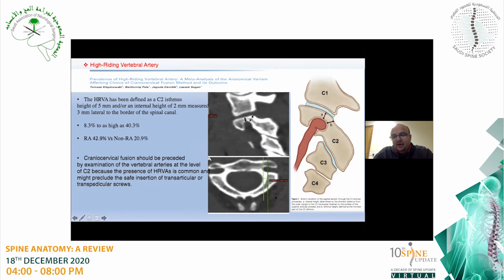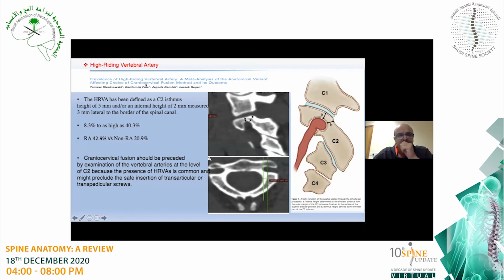By definition, the high right vertebral artery is defined as an isthmus height of 5 millimeters or less, or an internal height of 2 millimeters or less. The isthmus height is defined as the thinnest part of the C2 isthmus, this one, while the internal height of the pedicle is defined as the distance between the outer border of the transverse foramen of C2 and the outer part of the superior articular process. So if we have a high right vert, we have to be very careful planning our surgical instrumentation for C1 and C2. The incidence is not rare, especially in rheumatoid arthritis patients.